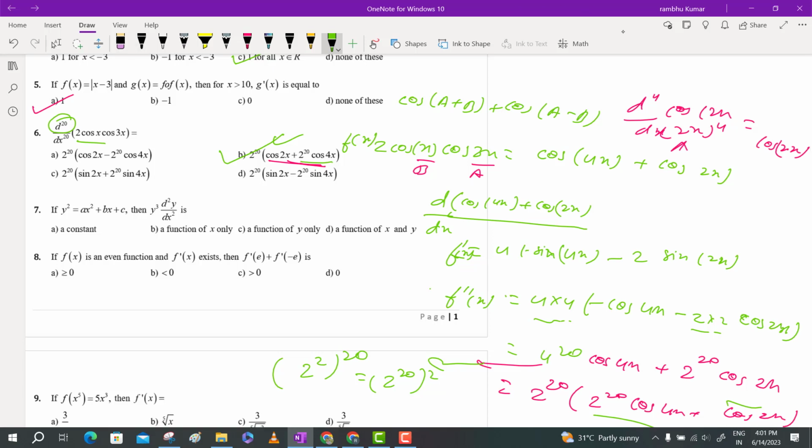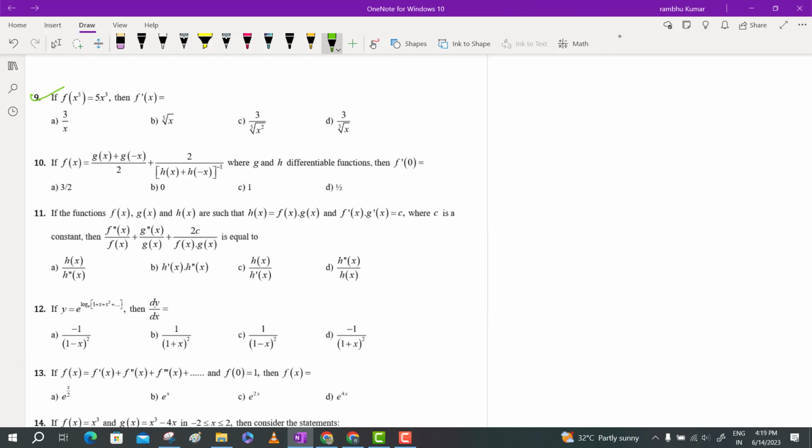Now move to the next question. Question number 9, f of x to the power 5 is equal to 5x cube, and we have to find f dash x. So to get this one, first we have to find f of x. Now if we write y equal to x to the power 5, then x is nothing but y to the power 1 by 5. Got it?